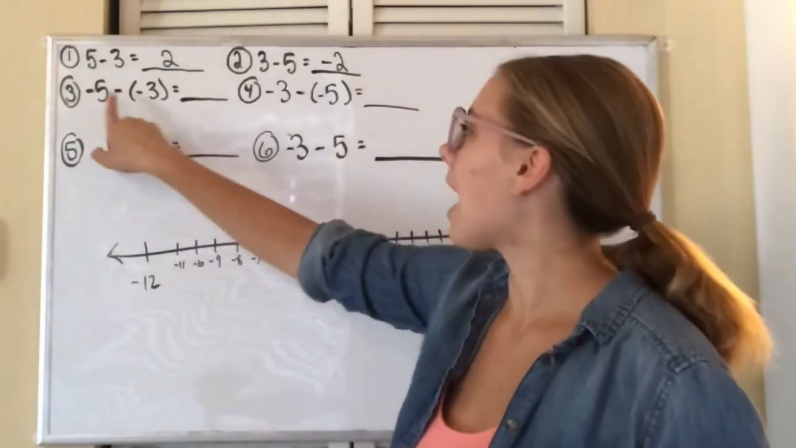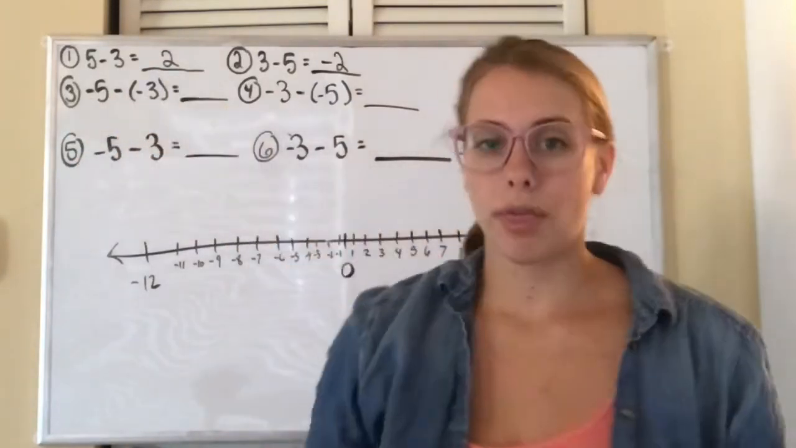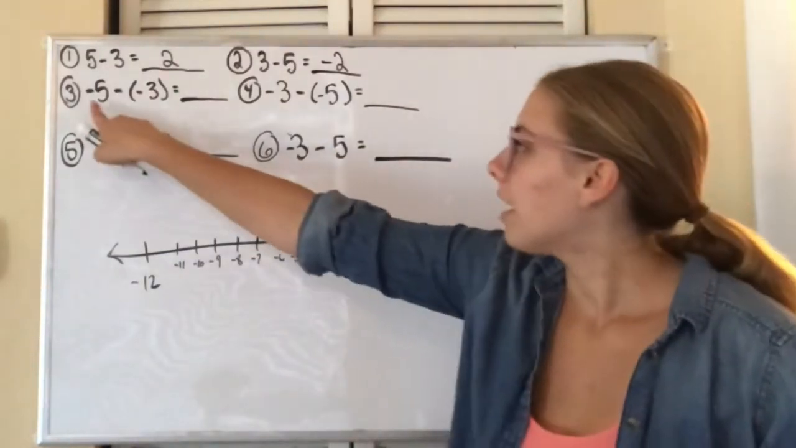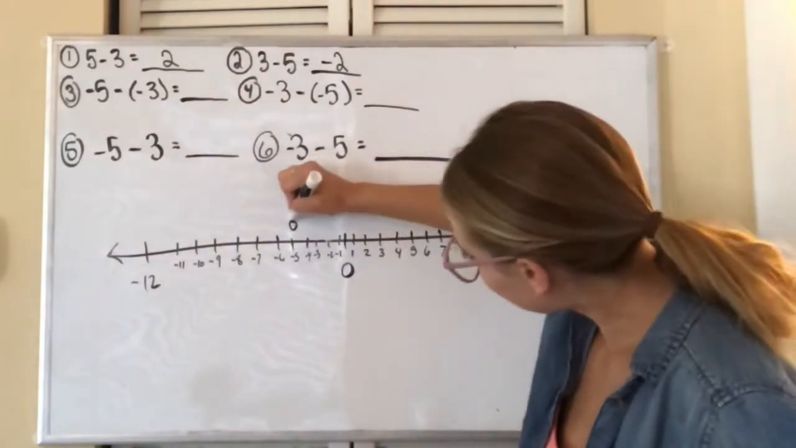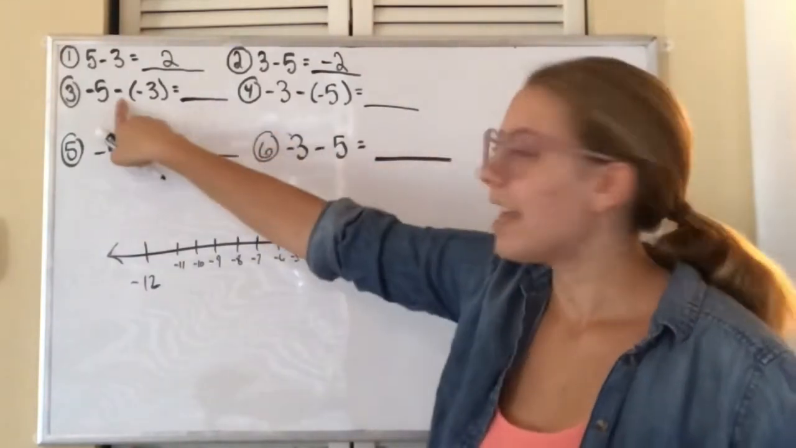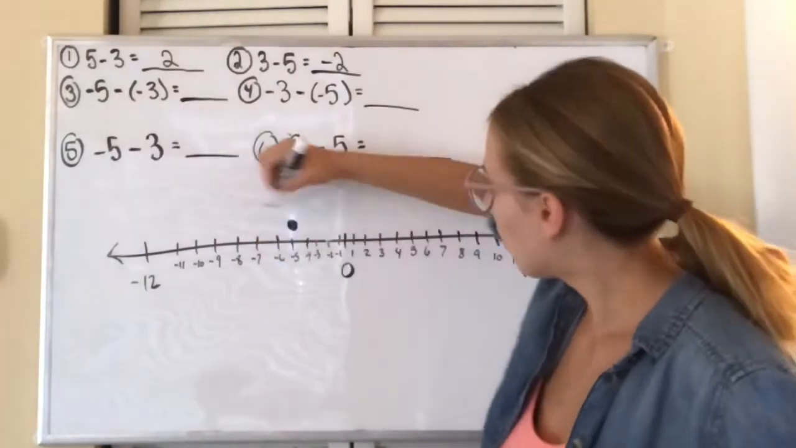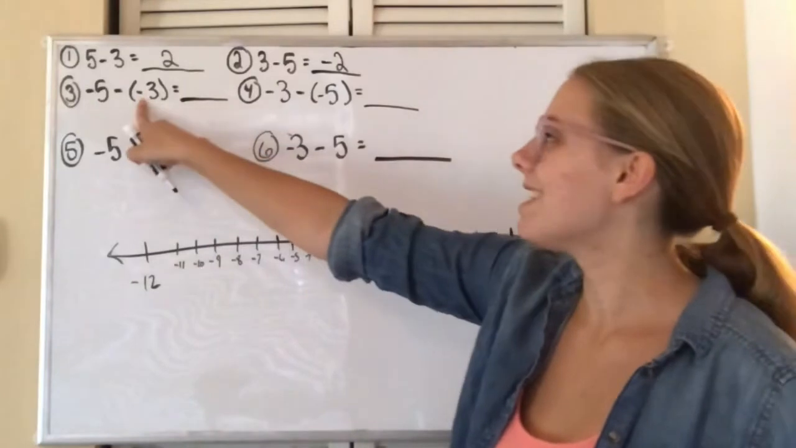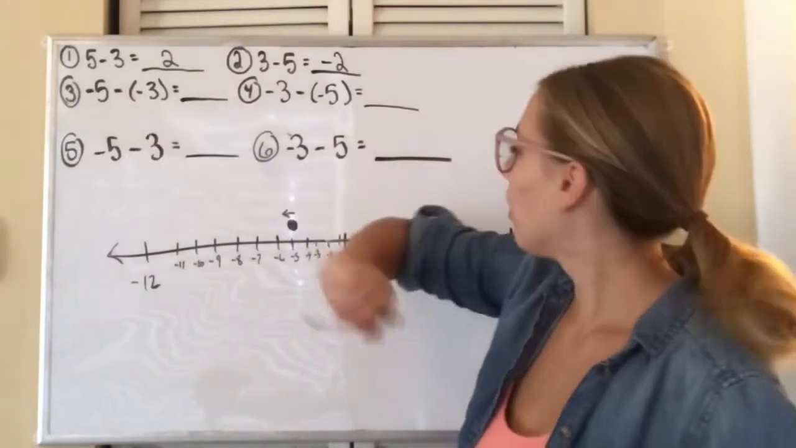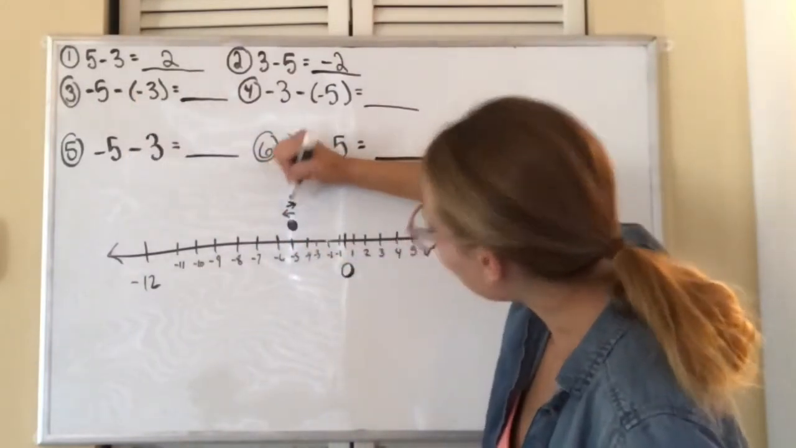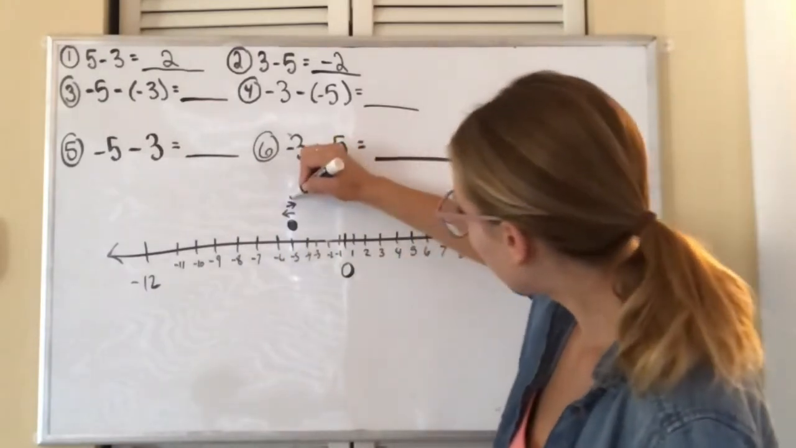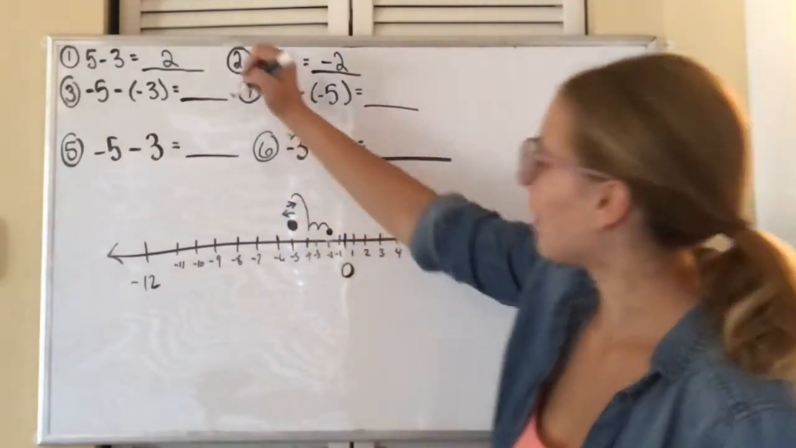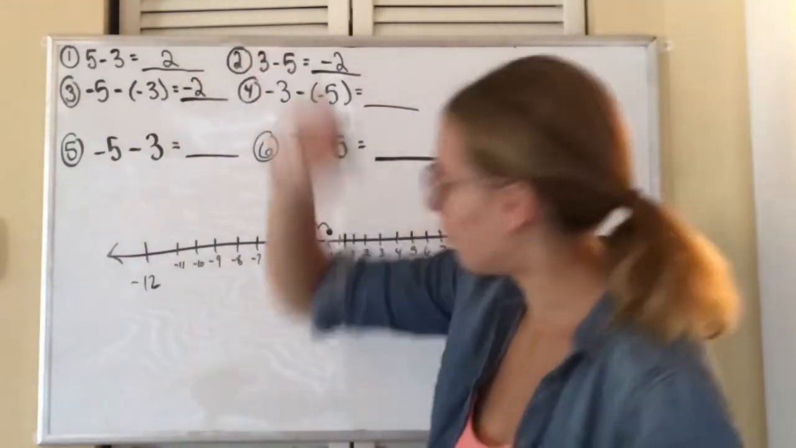This next one, -5 minus -3. There's 2 ways to think about this. The first thing you could do is put a dot at -5. If we're thinking subtraction, we're going to go to the left. But if we're subtracting a -3, we're going to go in the opposite direction. 1, 2, 3, which makes my answer -2.